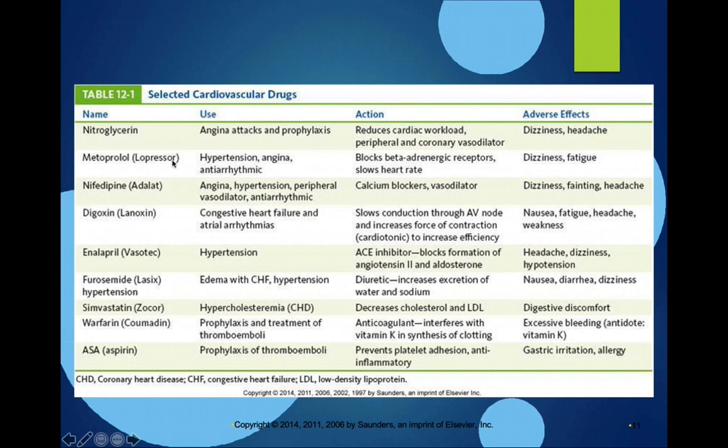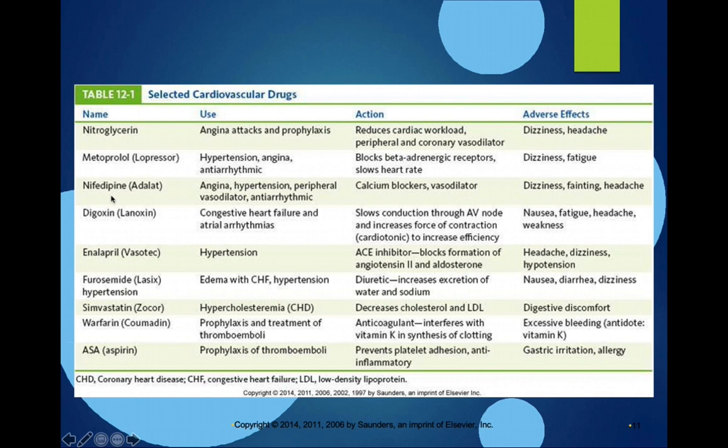Okay, so these are some of the names of the medications. It tells you here what they're used for. It tells you the action. So nitroglycerin, this is what people put underneath their tongue if they're having an angina attack where they have chest pain, and it is a very strong vasodilator. Metoprolol, or Lopressor. This one here is used for hypertension, angina, and as an antiarrhythmic medication. The metoprolol, this is a beta blocker.